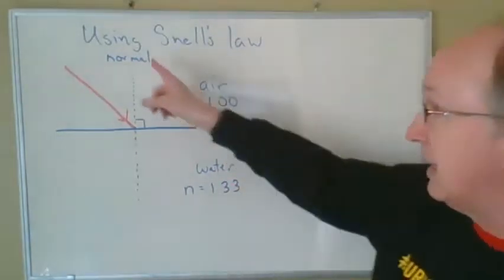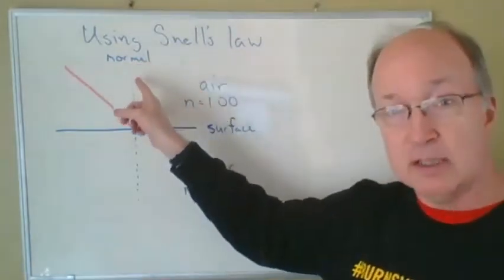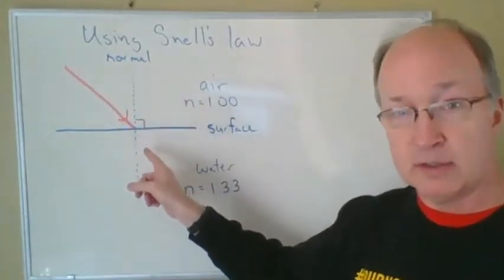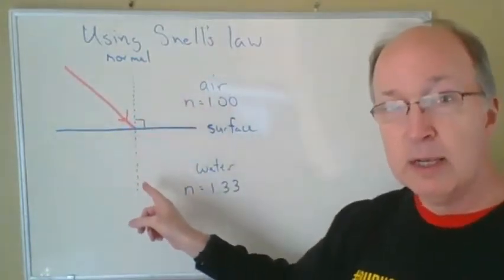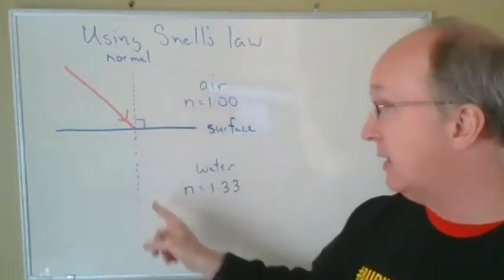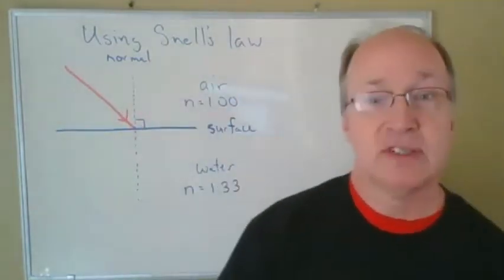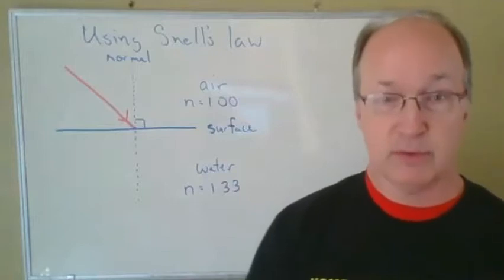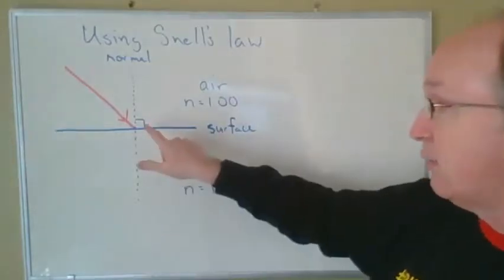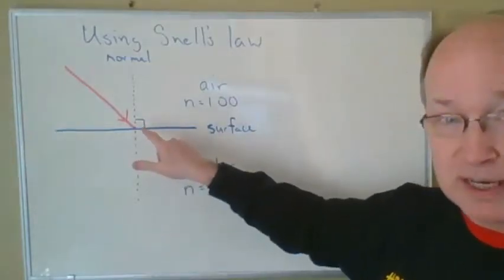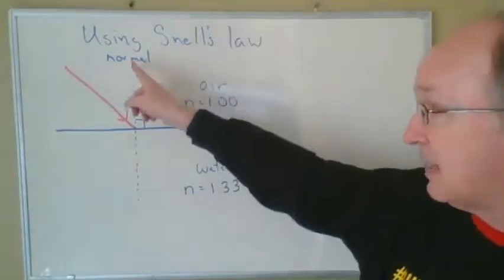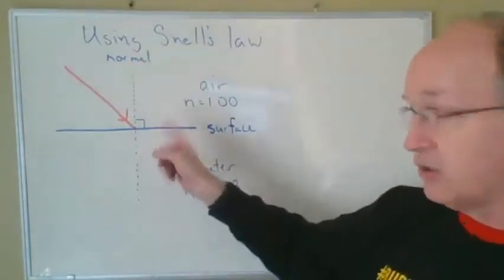Now, what I have drawn in here, and it might be hard to see depending on how the glare is hitting the board there for you, but this is a dashed line. The dashed line represents the normal to the surface. And remember, normal is just a fancy math physics word for perpendicular. So this dashed line is normal to the surface.